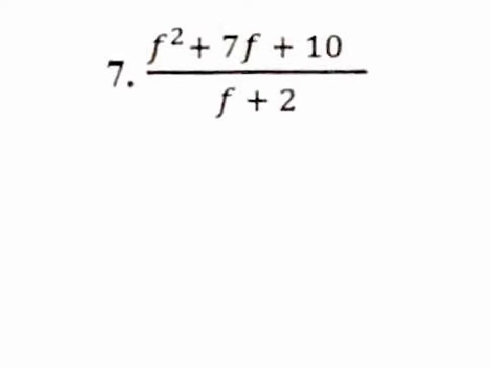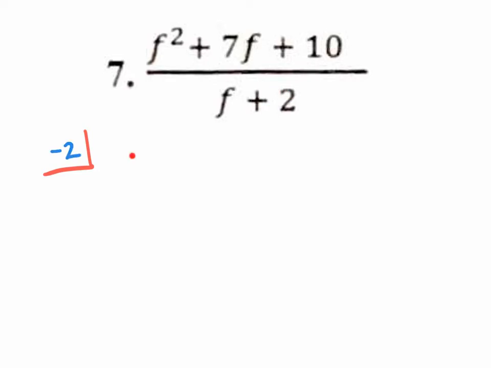How do we do synthetic? We put the reverse L, and what value goes inside this reverse L? The opposite of the constant of the binomial that you're dividing by. The opposite of the constant. What's the constant? It's 2, so the opposite is -2.